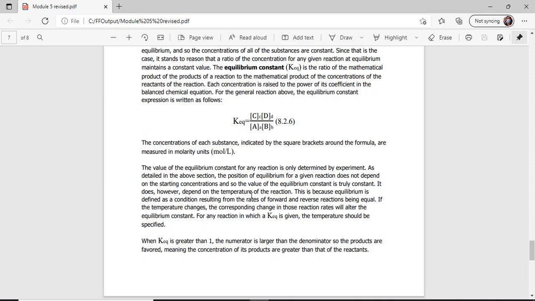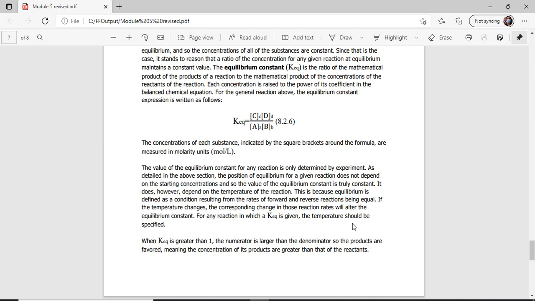The value for equilibrium constant for any reaction is only determined by experiment. As detailed in sa aton nga above section, the position for equilibrium for a given reaction does not depend on the starting concentration or also man siya nga value of equilibrium constant because it is a true constant. It does, however, depend on the temperature of each reaction.